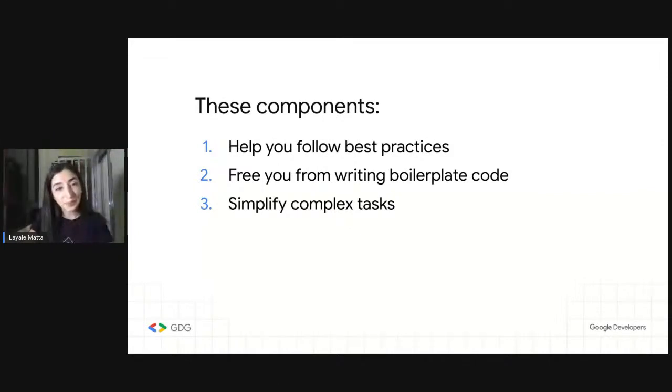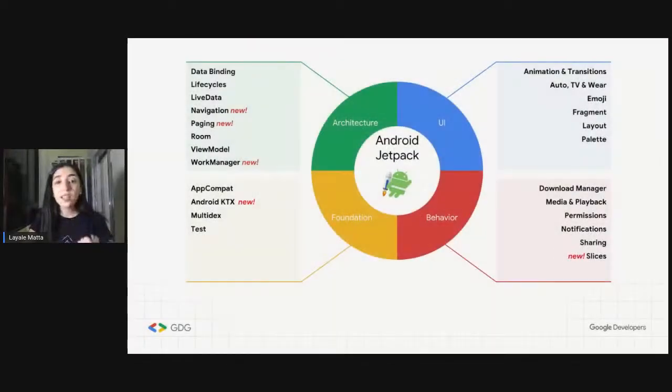3 in 1. So if we look at the libraries provided by Jetpack, they are divided into 4 different categories: foundation, behavior, UI, and architecture. The navigation goes in the architecture part. And I don't want to forget to mention that all of these components are backward compatible, which means that they work on older versions of the platform. So you don't have to worry about that.